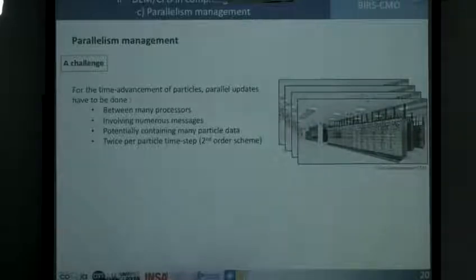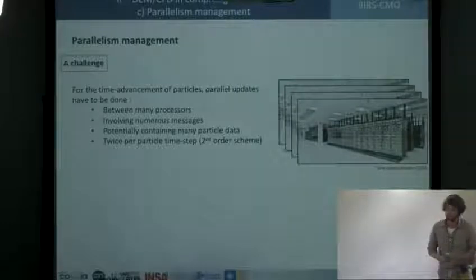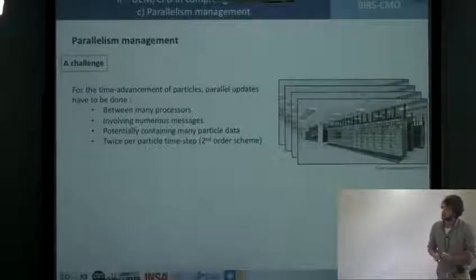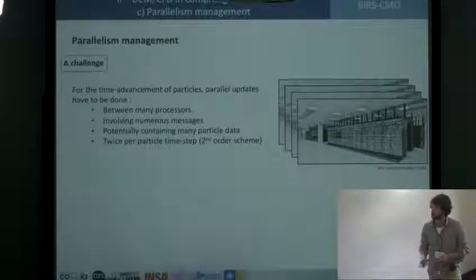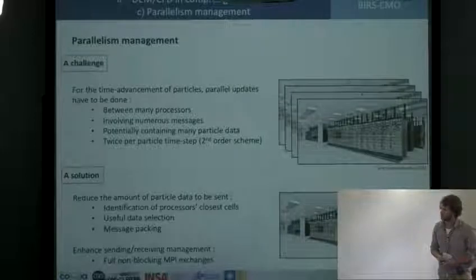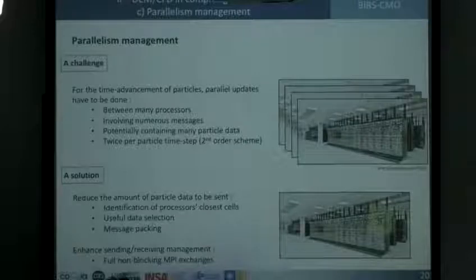Now we have to deal with the problem of parallelism management. Here again, there are some performance issues, because each time your particles are time advanced, they need some updates with the neighboring processors, and that may include many processors and involve numerous messages of potentially big sizes, and you have to do it twice per particle time step if you are using a second order Taylor scheme. So here again, the solution is simple. We want to reduce the number of messages, their sizes, and if possible do it in an asynchronous fashion.